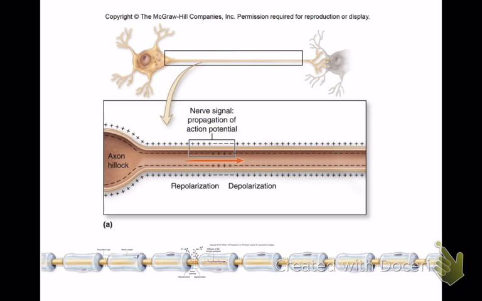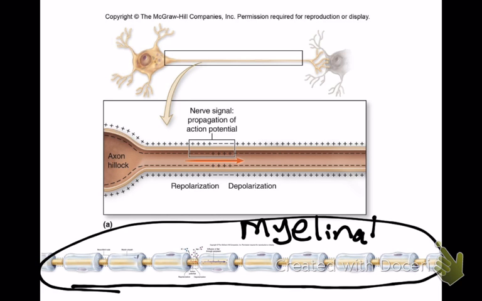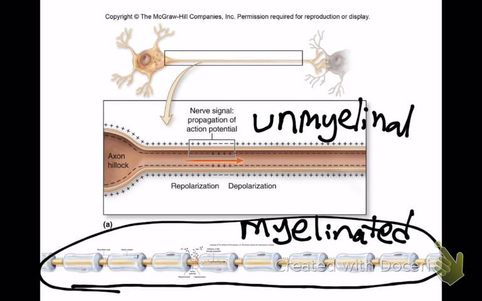All right. There are two different arrangements of axons. And what we're seeing here at the bottom is a myelinated axon. And myelin provides electrical insulation. So if that one's myelinated, what do you want to call this guy at the top? This one's called unmyelinated. It makes a difference, and here's why.